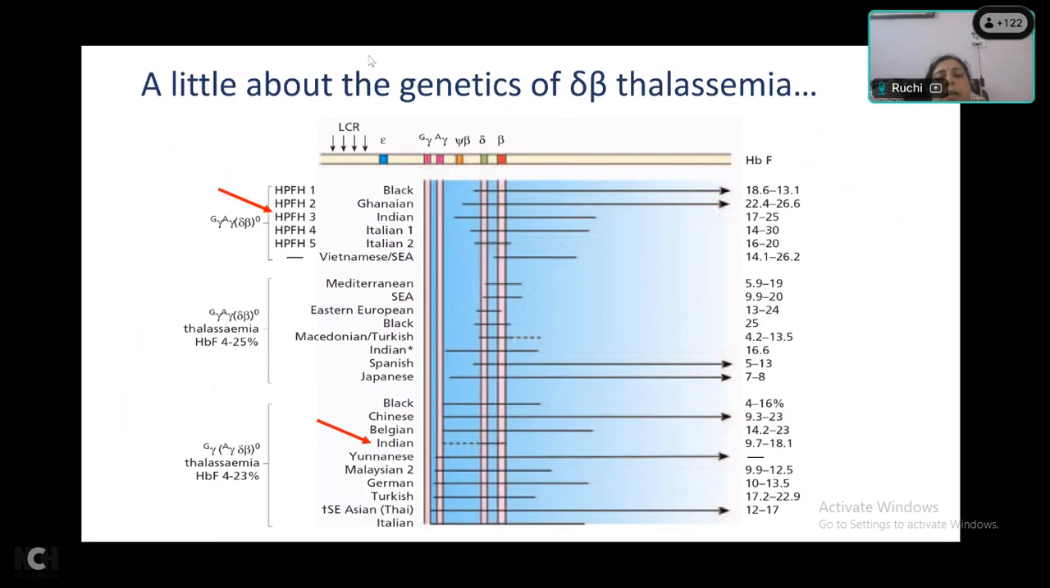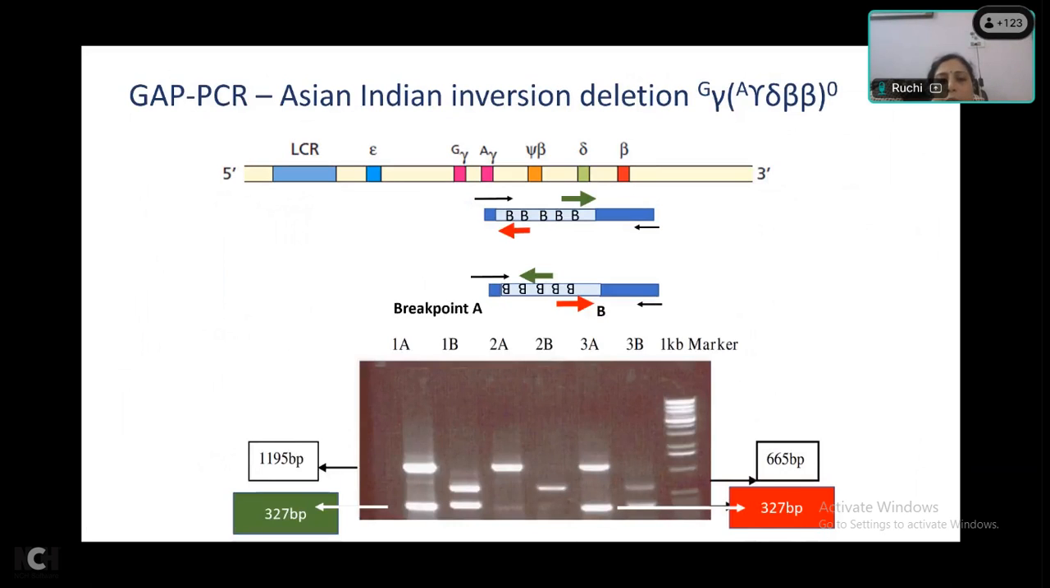Many types of delta beta thal have been named, such as Ghanaian, Indian, Vietnamese, etc., and these names are given on the basis of the part or section of the gene which is getting deleted. In India, the HPFH3 variant and this Indian variant of gamma delta beta thalassemia or delta beta thalassemia are the commonest. If you still want to go ahead and confirm the diagnosis that this is homozygous delta beta thalassemia, you can do a genetic workup.